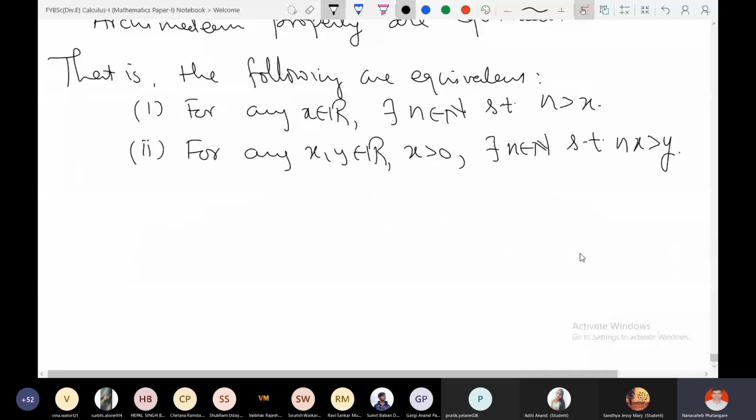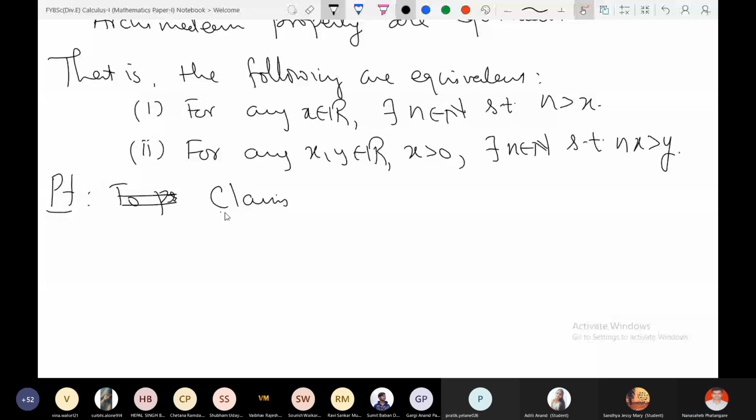So equivalent means what? They have the same meaning. And when we say that two statements are equivalent, what does it mean? First part, to prove. What is our claim in this? One implies two and two implies one. Right. If and only if. So what is the first? One implies two.